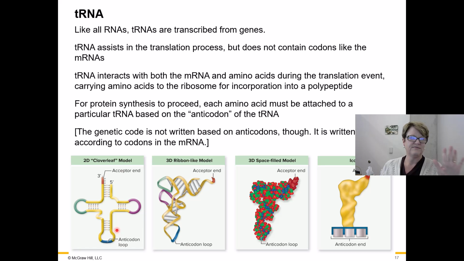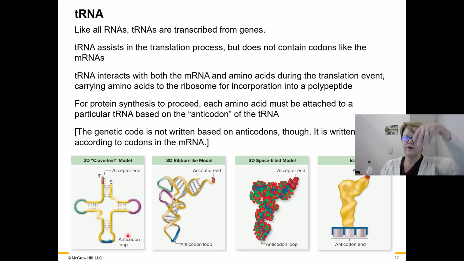But in reality, it's not flat like that. It's more three-dimensional, so it might look more like this. This is a space filling model, and this is what the artist in your textbook is going to use when drawing a tRNA. What they're focusing on is that at one end of the tRNA is where the amino acid attaches, the acceptor end, and at the other end is this very special 3 nucleotides called the anticodon.